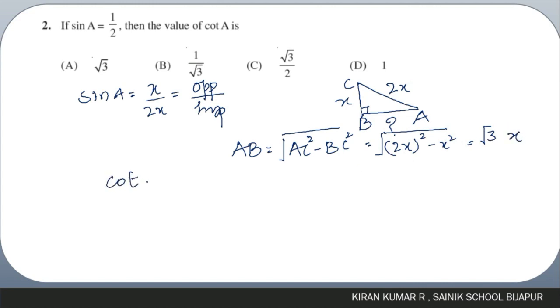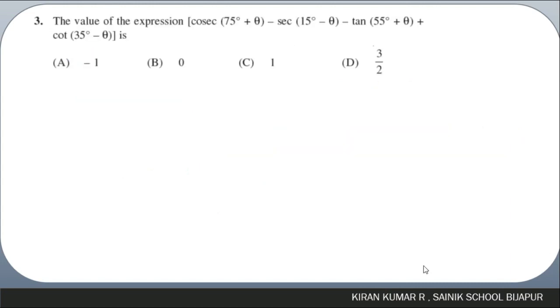So cot of angle A is given by adjacent side to opposite side of angle A. Adjacent side is root 3x, opposite side is x. So I get root 3. Root 3 is there in option A. Question number 3.